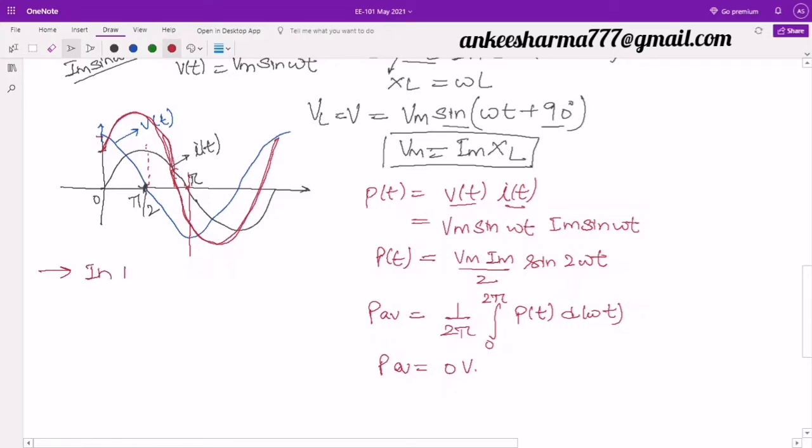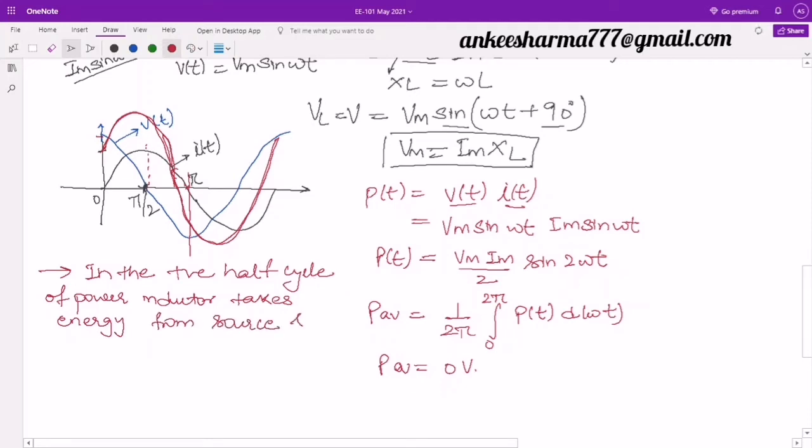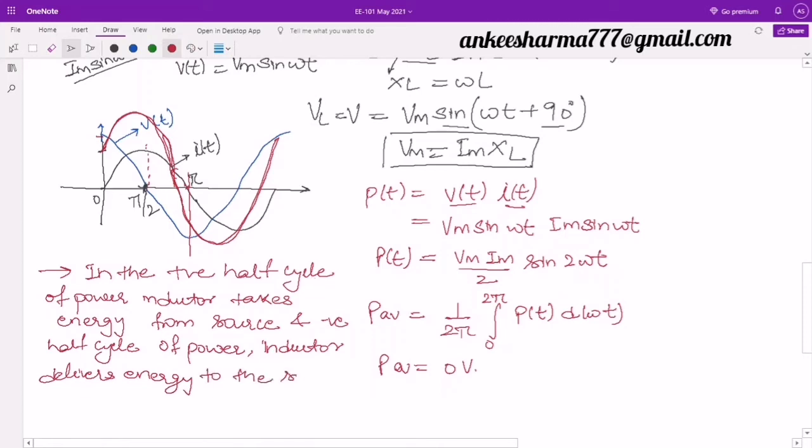So I will write here: in the positive half cycle of power, the inductor takes energy from the source, and in the negative half cycle or the second half cycle, the inductor delivers energy to the source. We call this the cycle of power, we are discussing the cycle of power, this red color one. That's the reason the average power will come out to be equal to 0.